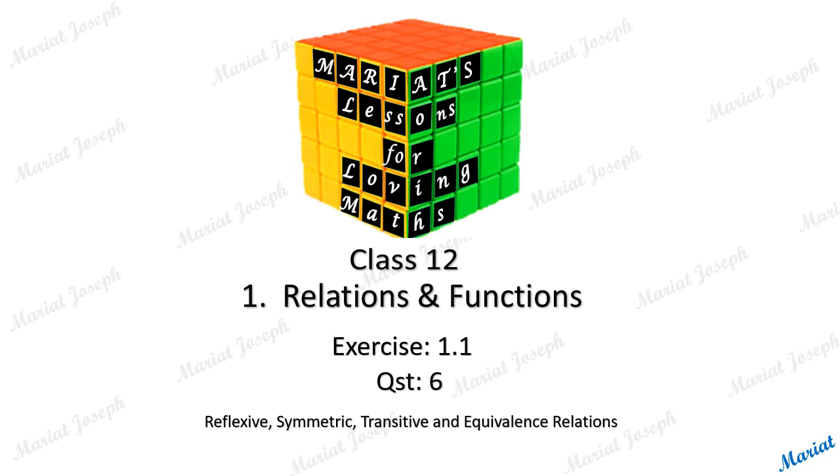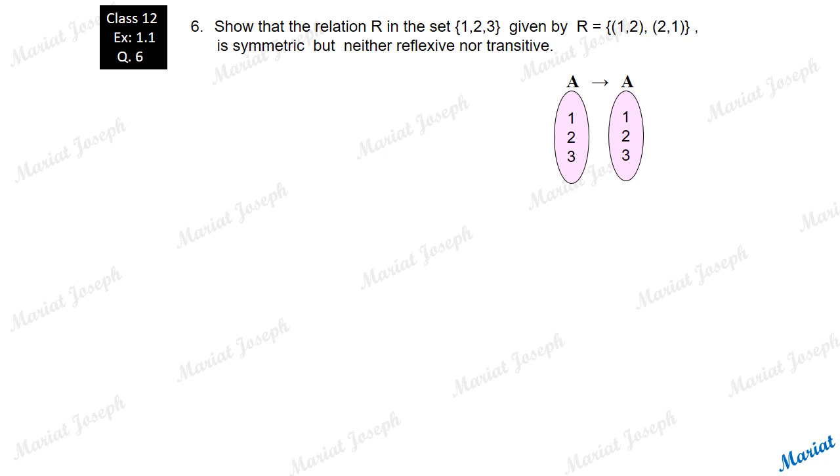Exercise 1.1 of Class 12 NCERT book. Questions on reflexive, symmetric, transitive, and equivalence relations. Show that the relation R in the set {1, 2, 3} given by R = {(1, 2), (2, 1)} is symmetric but neither reflexive nor transitive.